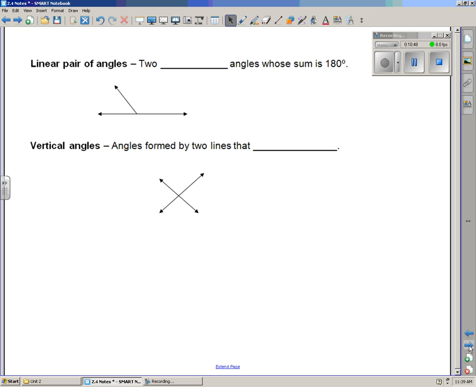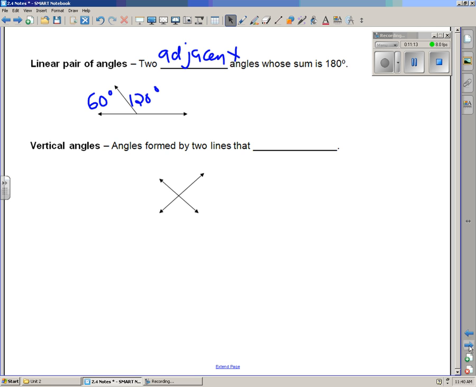Linear pair. These always have to be adjacent angles. And they're always going to add to 180. They're always going to be supplementary. A linear pair makes a line. A line is a straight angle. A straight angle is 180. So a linear pair have to be adjacent angles that add to 180. 60 degrees, 120 degrees.